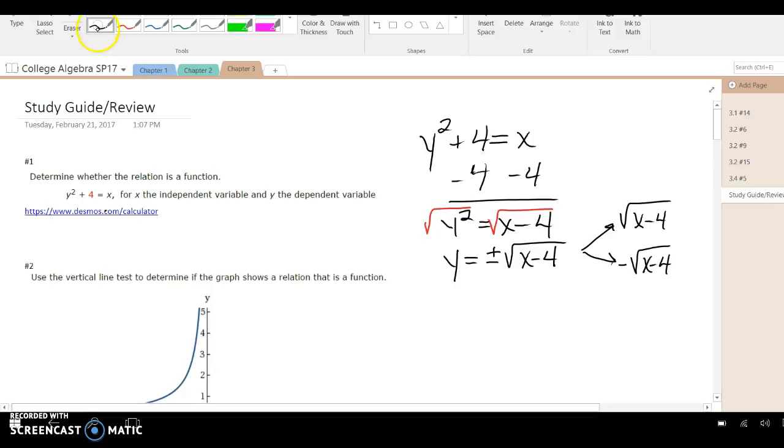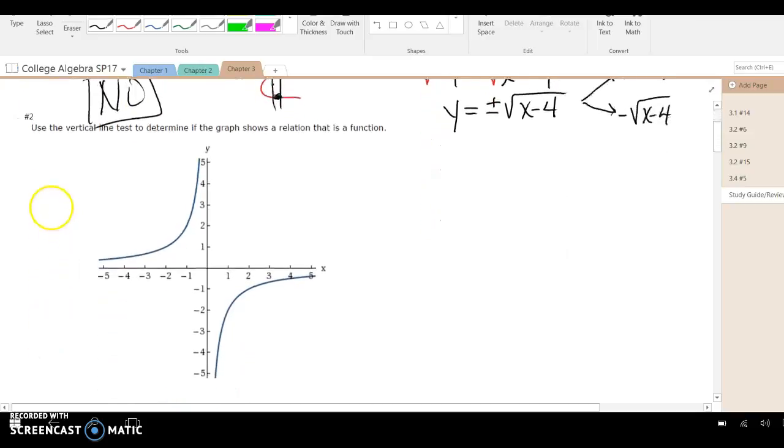If we draw a vertical line through there, and I'll just sketch the graph so you can see, here's what the graph would look like. We can draw a vertical line anywhere through there, and look, we're going to hit the graph in 2 spots, which tells us this is not a function. So no, not a function.